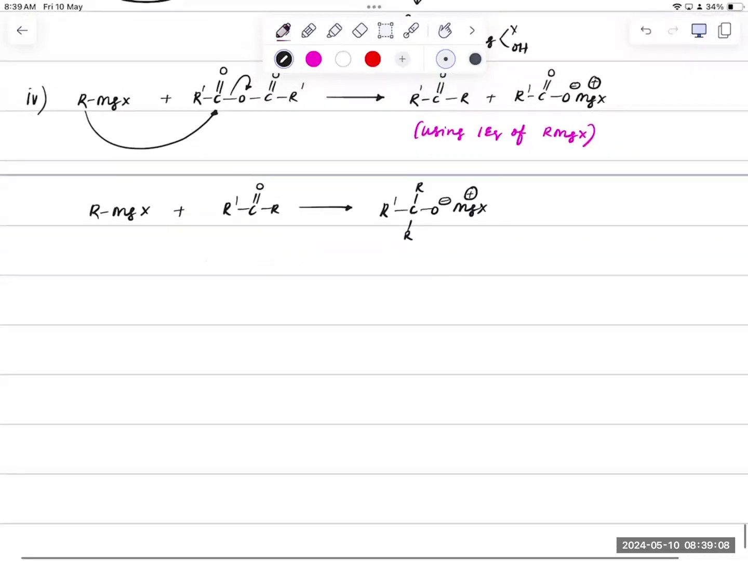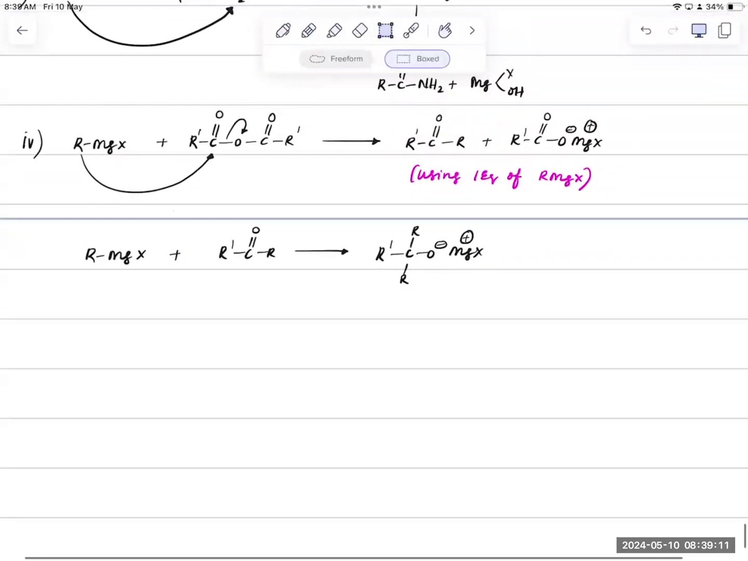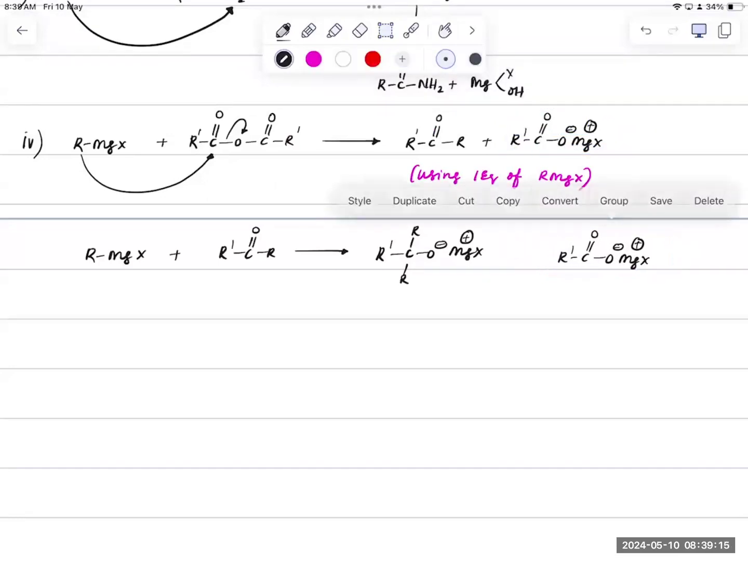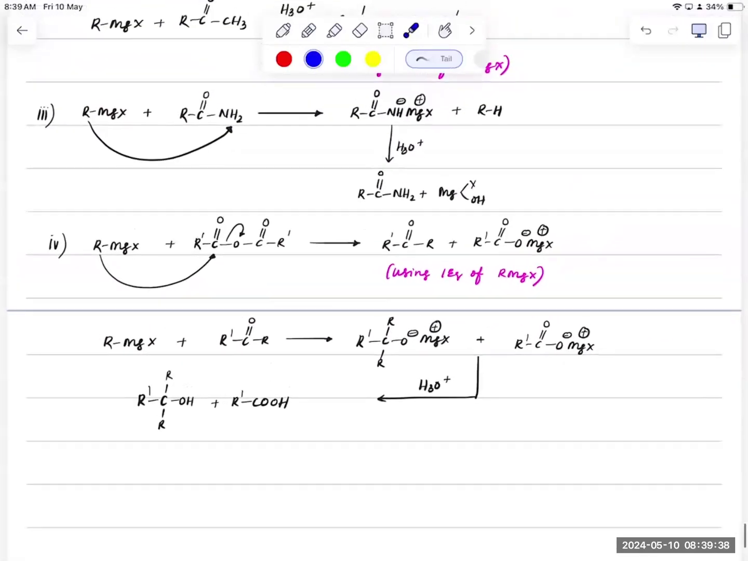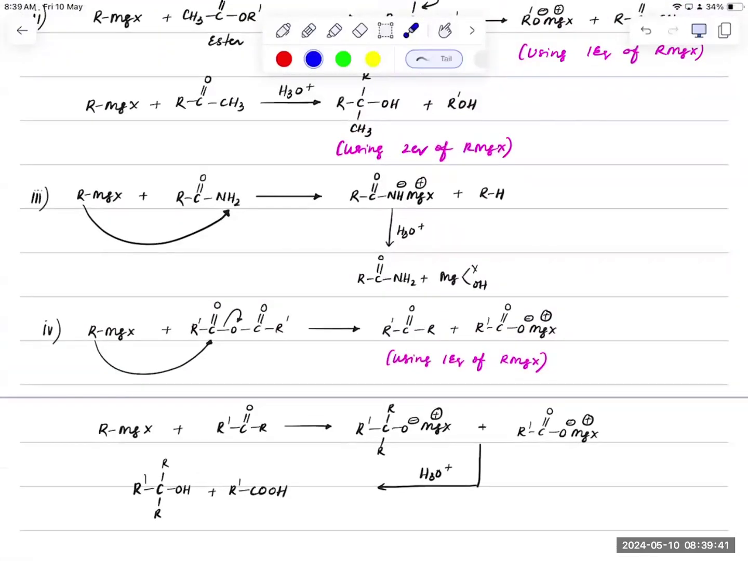And if you hydrolyze this, because you have this molecule also present in the solution, these two followed by hydrolysis with H3O plus will give us R'C R and R with OH plus R'COOH. So these are the final products you will report when you have more than 1 mole of Grignard's reagent. This is with anhydrides.